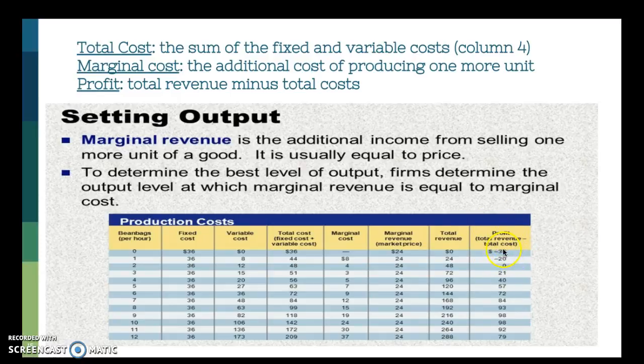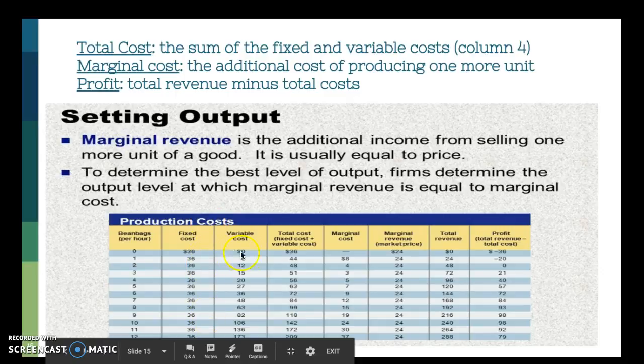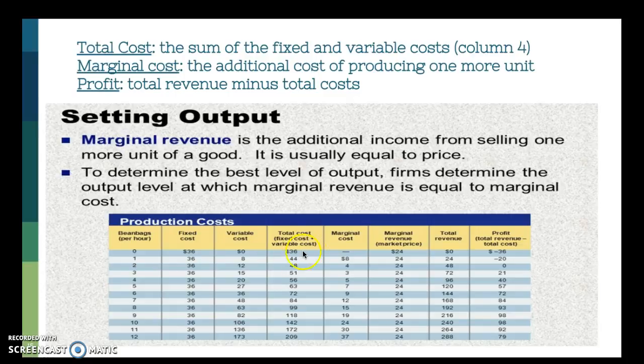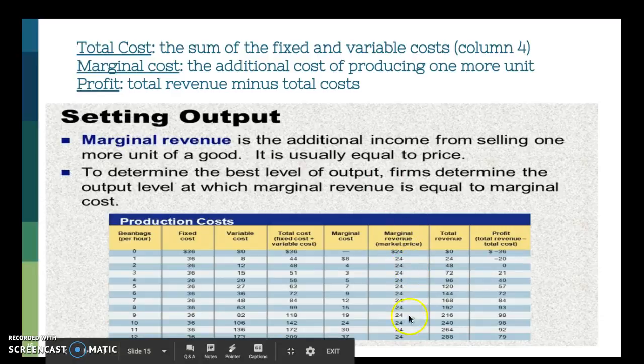So you can see, for example, here on this first row, if we're making 0 bean bags per hour, our fixed cost is $36. That remains consistent no matter what. Our variable cost is 0 since we're using no filler for our bean bags, no fabric. So our total cost is $36. Yet we get no revenue because we sold nothing, we made nothing, so our profit is negative $36. Your marginal revenue is right here, is the additional income for selling one more unit of a good. So in other words, the price. So you can see in this chart, it remains consistent at $24.